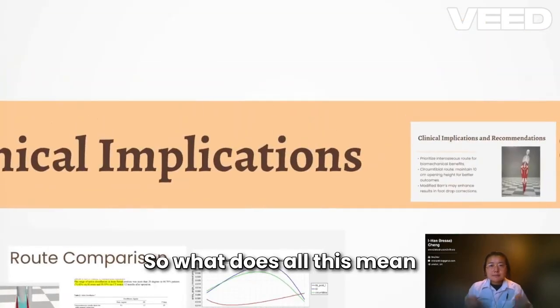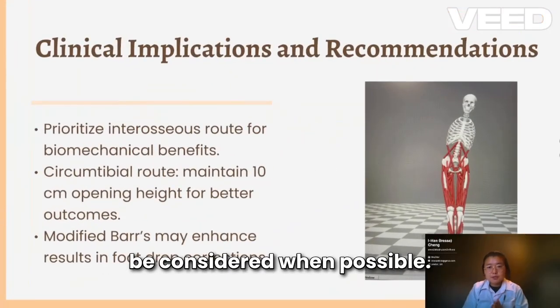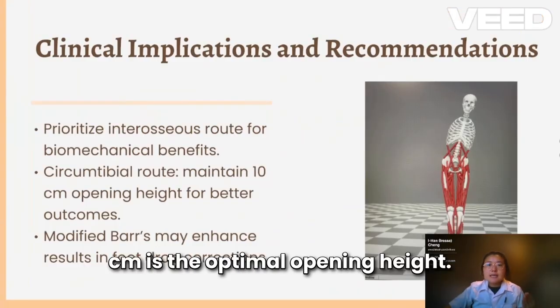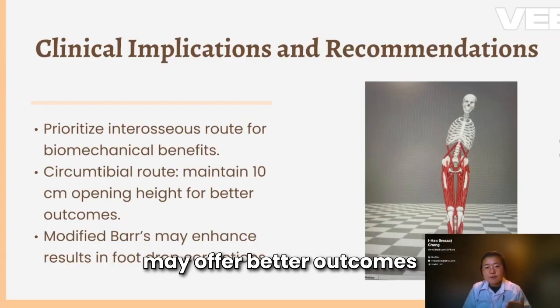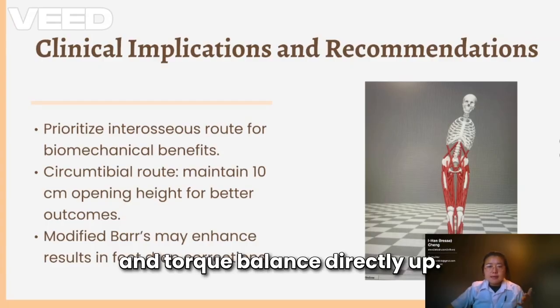So what does all this mean for clinical practice? First, the interosseous route should be considered when possible. Second, if the circumtibial route is used, 10 centimeters is the optimal opening height. And lastly, the modified technique may offer better outcomes due to its improved alignment and torque balance.